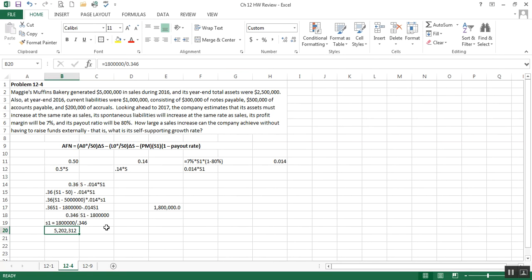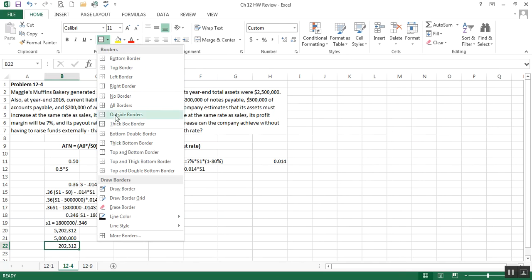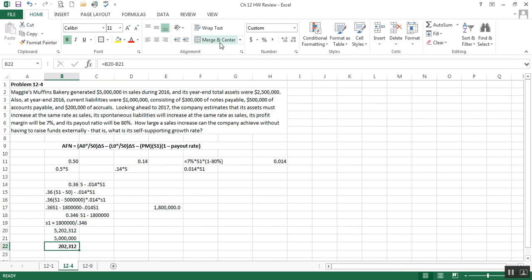So the level of sales where no additional funds needed are 5,202,312 for the following year. Our current year sales are 5 million. Therefore, our sales can, sorry, an extra zero there. Our sales can grow by an additional $202,312 before we need to borrow any additional funds. I know it took a while to go through this because I was writing out the formulas so you guys could follow it as we go through it.